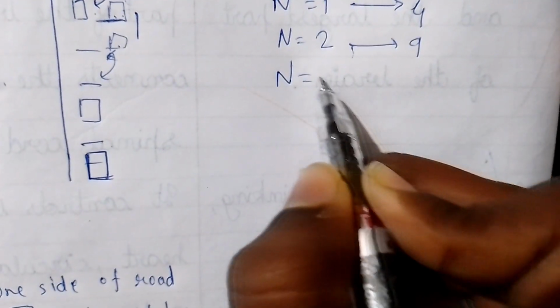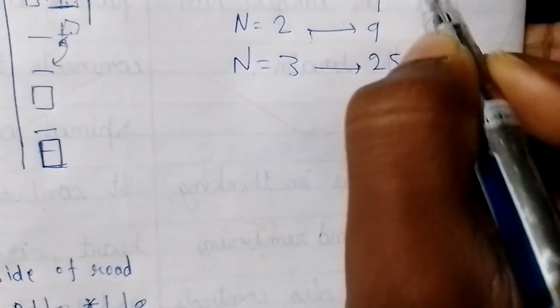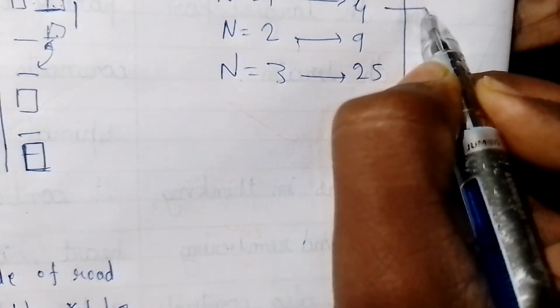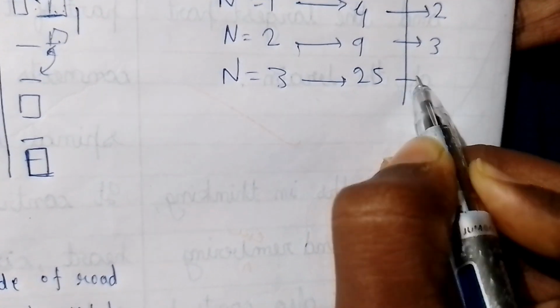For n equal to 3, our answer is 25. Okay, but what is the value of one side? This is one side, this is 2, this is 3, this is 5.